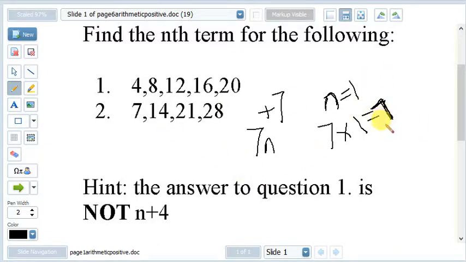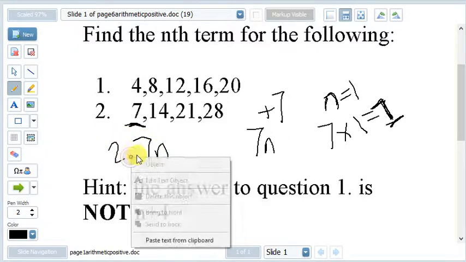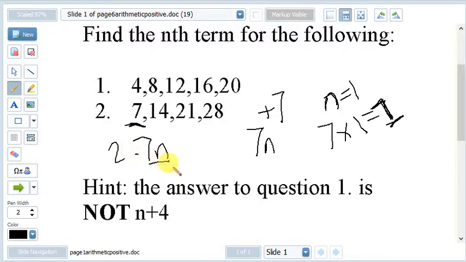So therefore that is the same as the first term in the sequence, so the nth term formula for question 2 is 7n. Well done if you got that one correct, and let's move on.